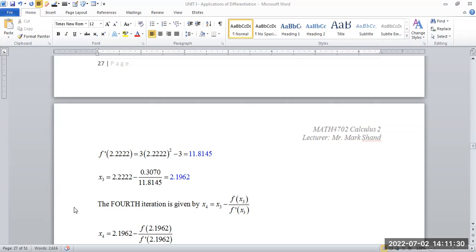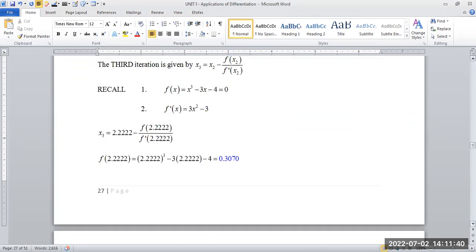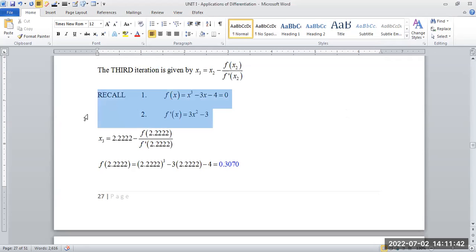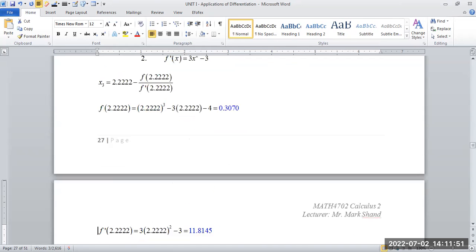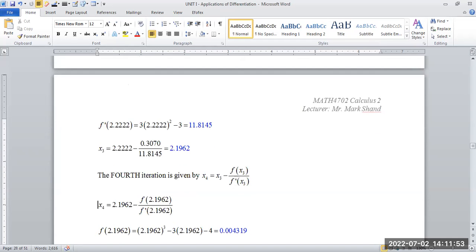Okay, good, nice. And now we need to go to the fourth iteration. For the fourth iteration, I'm going to just copy this recall, and when I copy that recall, I'm going to ask you to do the fourth iteration for me.